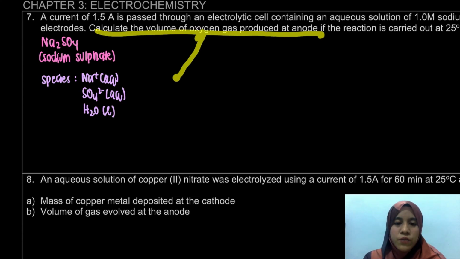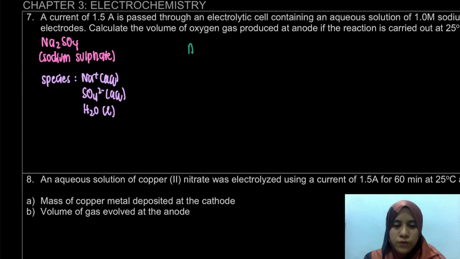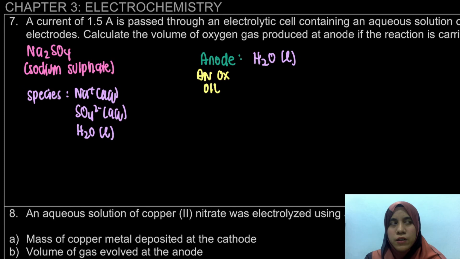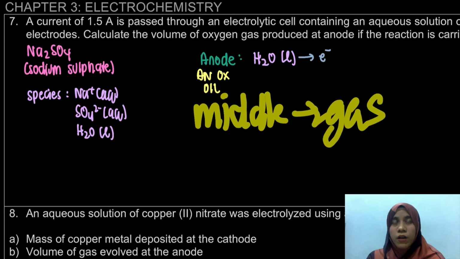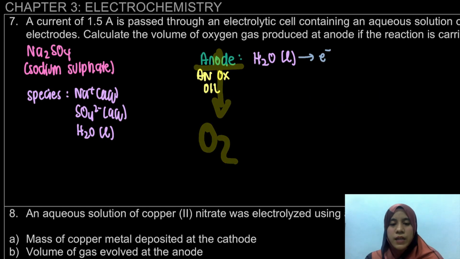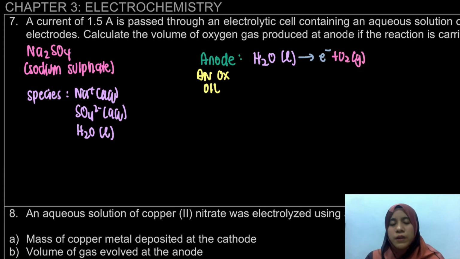So this question, volume of oxygen gas produced at anode, actually means that at anode H2O is chosen. So H2O liquid, but then remember anode, oxidation, which is OIL. Oil is losing electron. So the equation is losing electron. But for the equation of water, what else is the product? Okay, hint is anode. In the middle of the half-equation is your gas. So here is O2 gas. And then with O2 gas, the partner will be H+ (aq). Okay, so this is the equation, but it's not balanced yet.